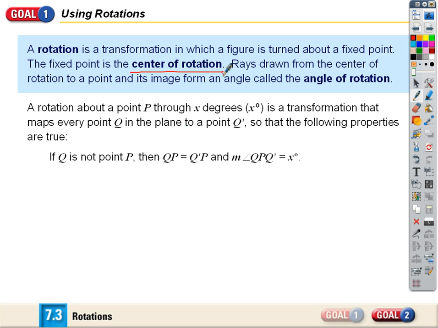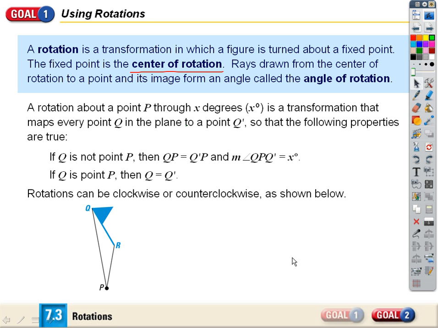So if we look at a couple examples here, if we're going to take a rotation about point P through X degrees, then every point that starts off in the pre-image is going to get rotated into the image. For example, if Q is a point in the pre-image, then that's going to get rotated to its new position at Q prime. It might look like this. Notice what it did. Q started there and got rotated over to there. R, sorry, R started there and rotated over to there.